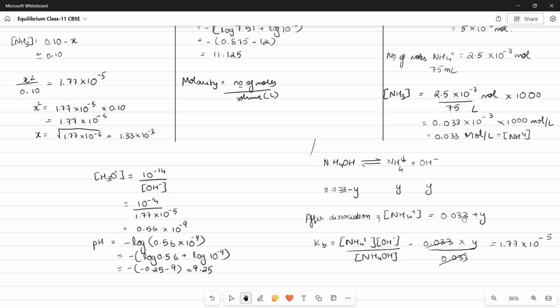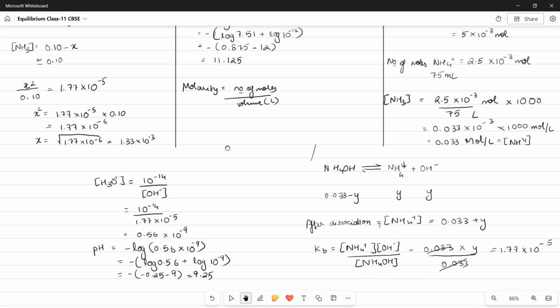It's not like it doesn't matter at all, but because it is significantly smaller than this value, we can just ignore it for now. That gave us the concentration of the hydroxide ion, and we then calculated the pH using this. I hope all of that made sense.